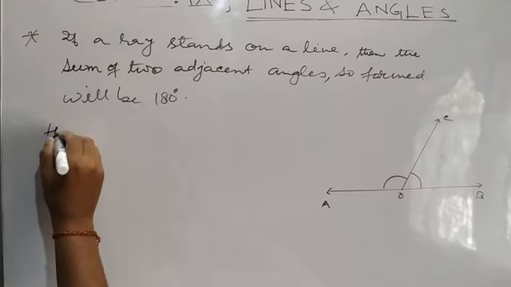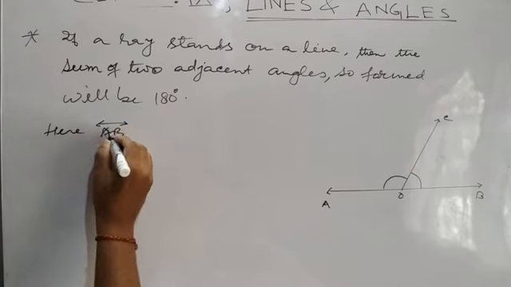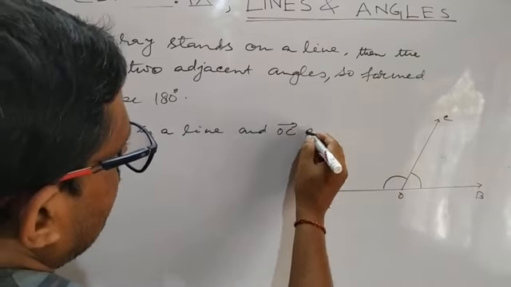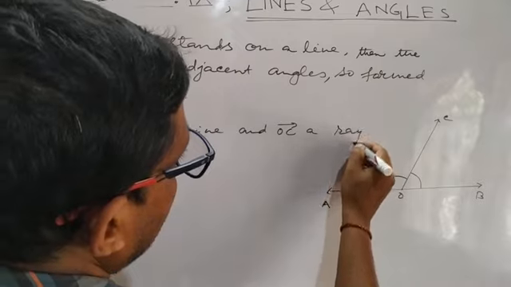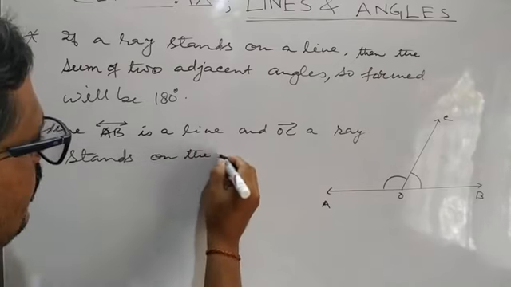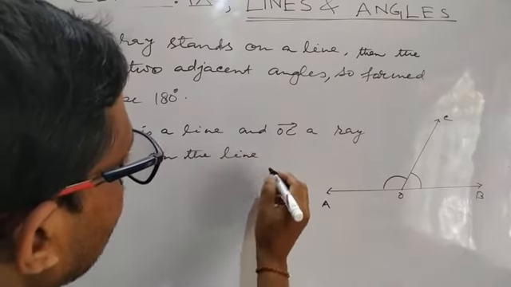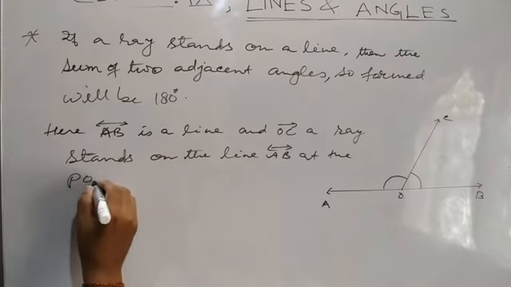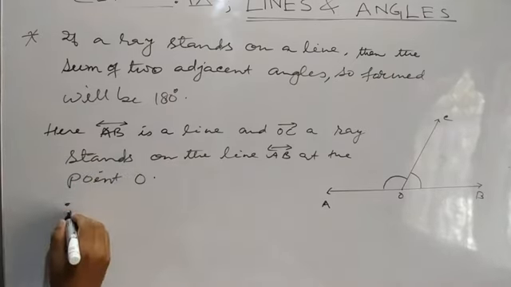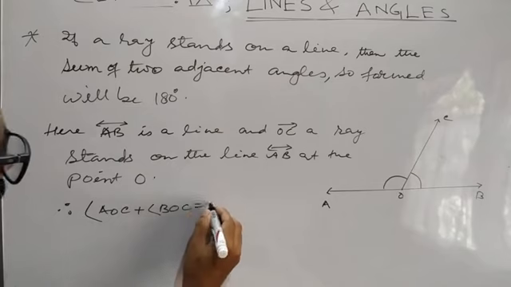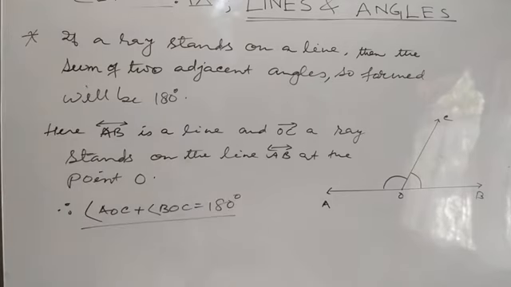So here AB is a line and OC is a ray standing on the line AB at the point O. Therefore, by this rule, angle AOC plus angle BOC equal to 180 degrees. So this is a very important rule that you should remember.